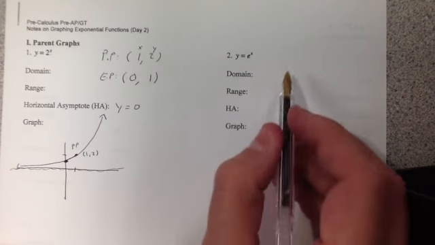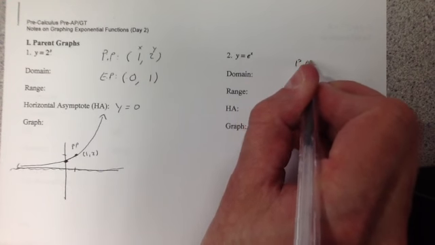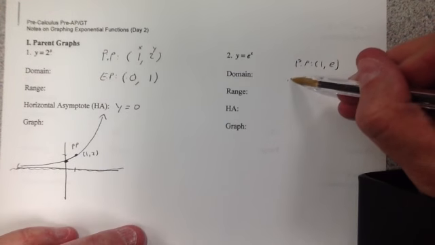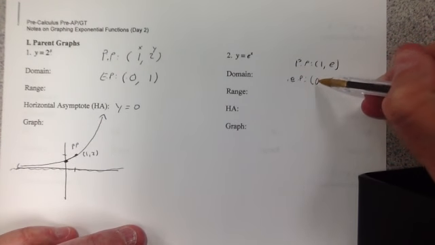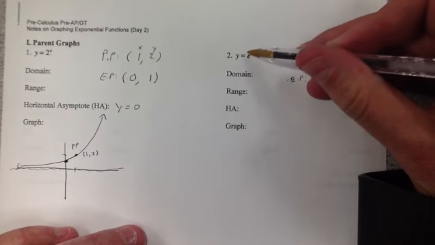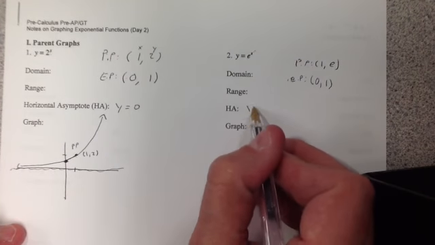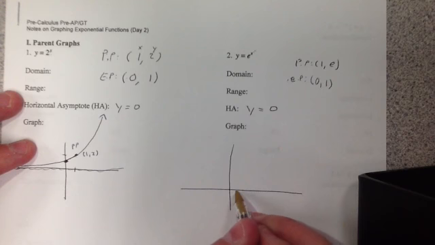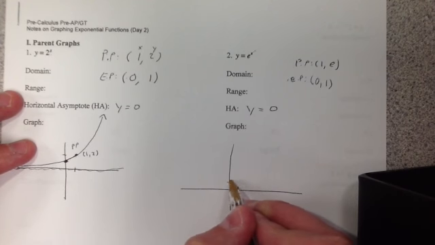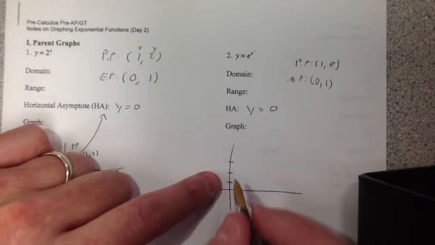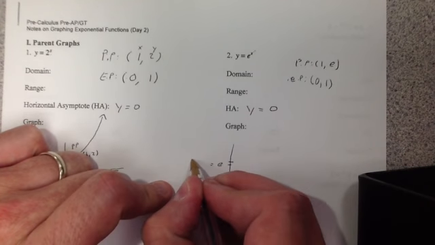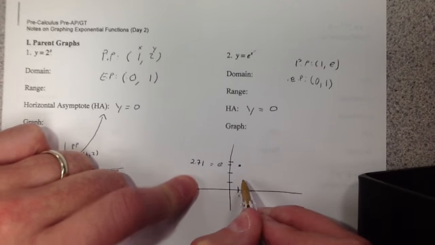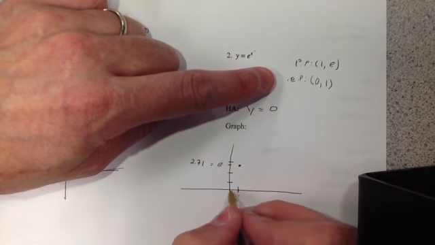Now, if I want to do e to the x, the same thing. My parent point is going to be (1, e). Our extra point, (0, 1) still. If I put 0 in there, again it's horizontal, y equals 0. And if I wanted to graph this, I graph the point (1, e). You may recall e is about 2.71. So it's right here. Just a little steeper.